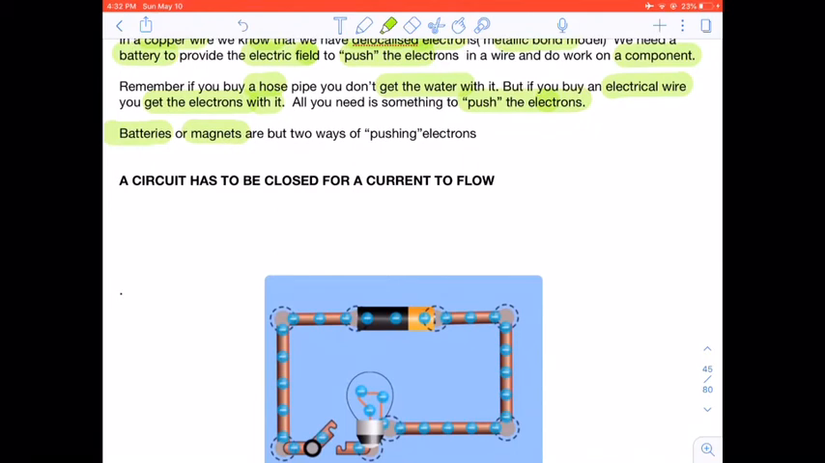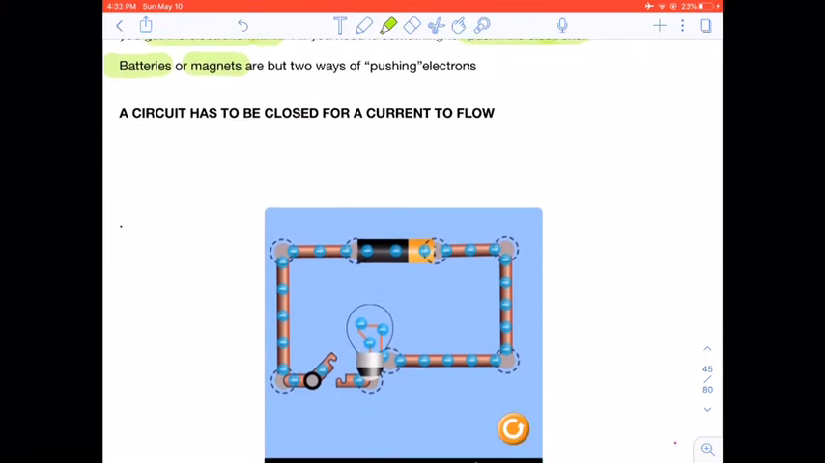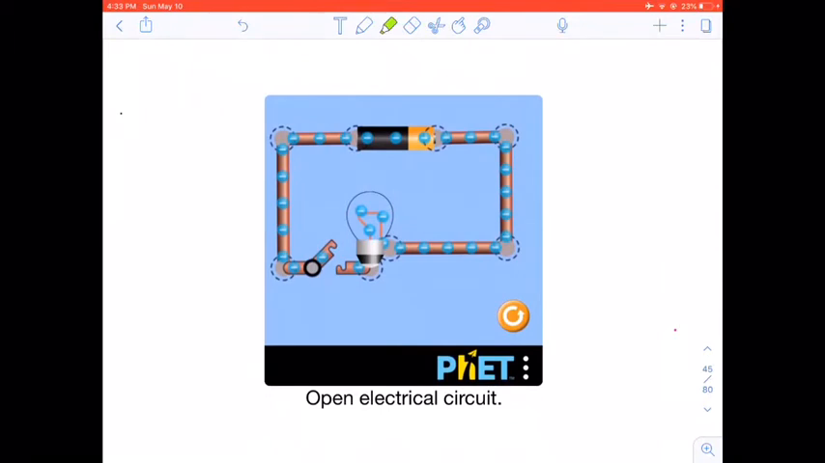Now, let's look at a circuit. In order for current to flow, the circuit has to be closed for current to flow. Here in this situation, you have your battery. You've got your bulb here, and you've got the switch, right? But current does not flow basically because the circuit is not complete, it's not closed, right? So for current to flow, you need to have a closed circuit.